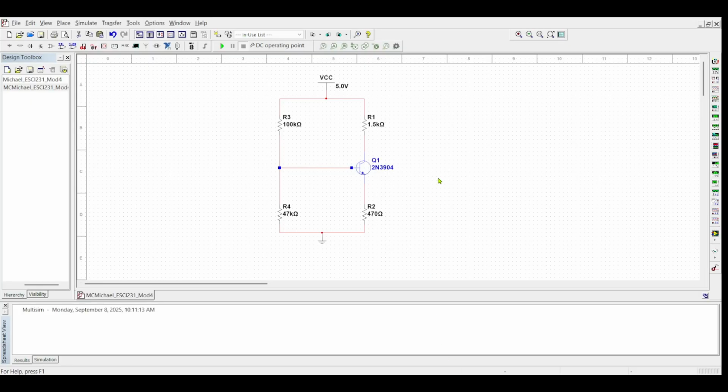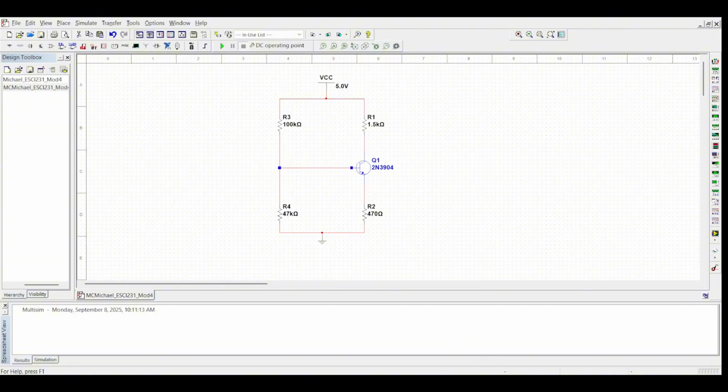Starting with our setup in Multisim, our collector resistor, R1, is a 1.5 k ohm resistor. Our emitter resistor, R2, is a 470 ohm resistor. Our base resistors, R3 and R4, are 100 k ohm for our higher voltage resistor and 47 k ohm for our lower voltage resistor, which our biasing voltage would be pulled from.